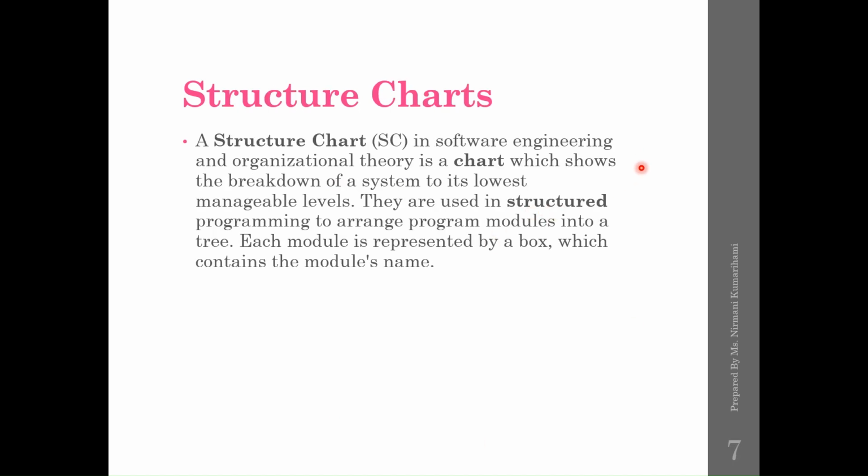Structure chart. A structure chart is a very successful way that we can represent stepwise refinement or top-down design in a diagrammatic way. Let's see that now. A structure chart in computer science, software engineering, and organizational theory is a chart which allows the breakdown of a system to its lowest manageable levels. They are used in structured programming to arrange programming modules into a tree. Each module is represented by a box which contains the module's name.